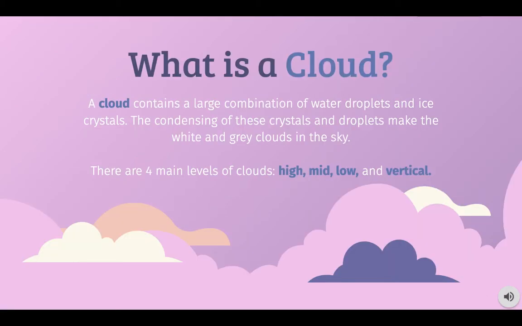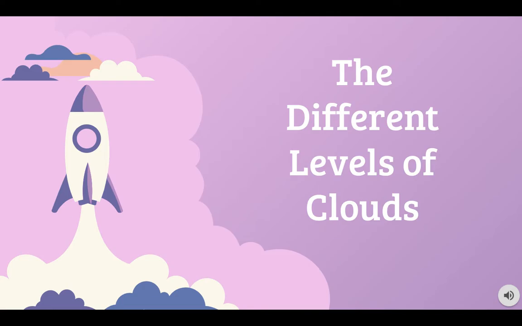What exactly is a cloud? A cloud contains a large combination of water droplets and ice crystals. The condensing of these crystals and droplets make the white and gray clouds in the sky. There are four main levels of clouds you'll be learning in this slideshow: high-level clouds, mid-level clouds, low-level clouds, and vertical clouds. Now you'll be learning the different levels of clouds and the different cloud types within these levels.